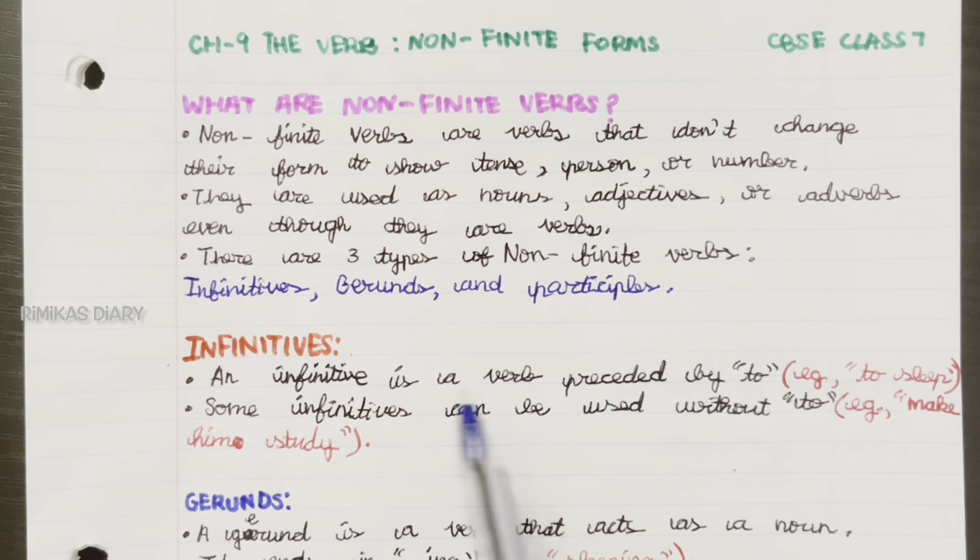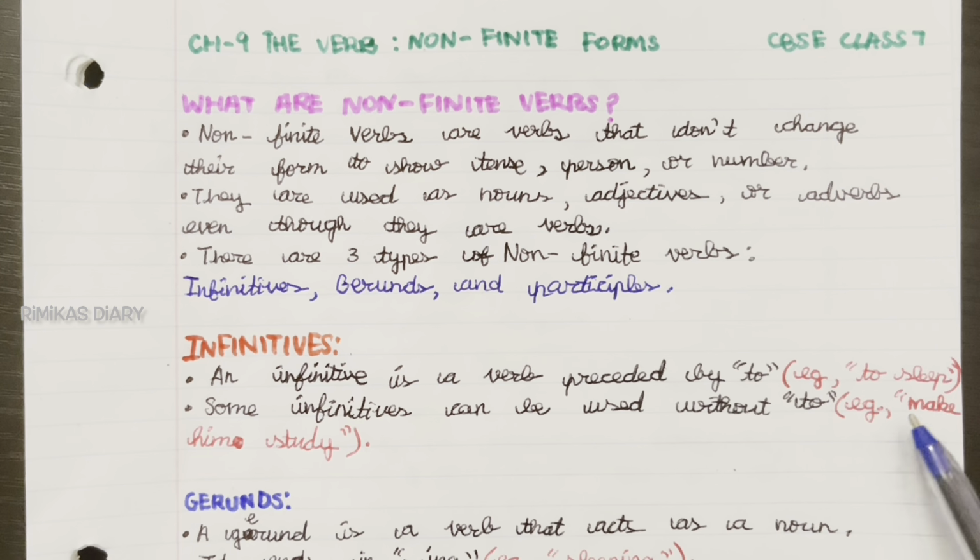So first, let's see what are infinitives. An infinitive is a verb preceded by to. Example, to sleep. Some infinitives can be used without to. Example, make him study. Here, study is the verb, but we didn't add to before it. But mostly, the verb has to before it, like to sleep.